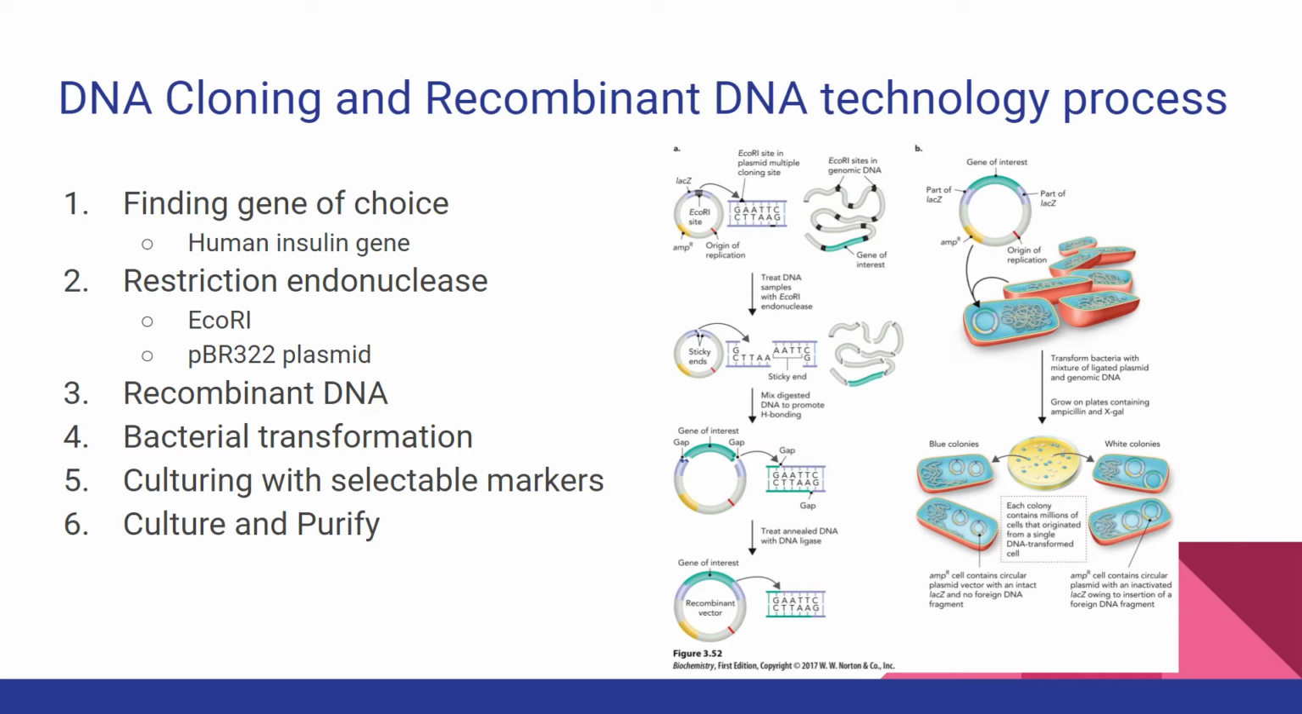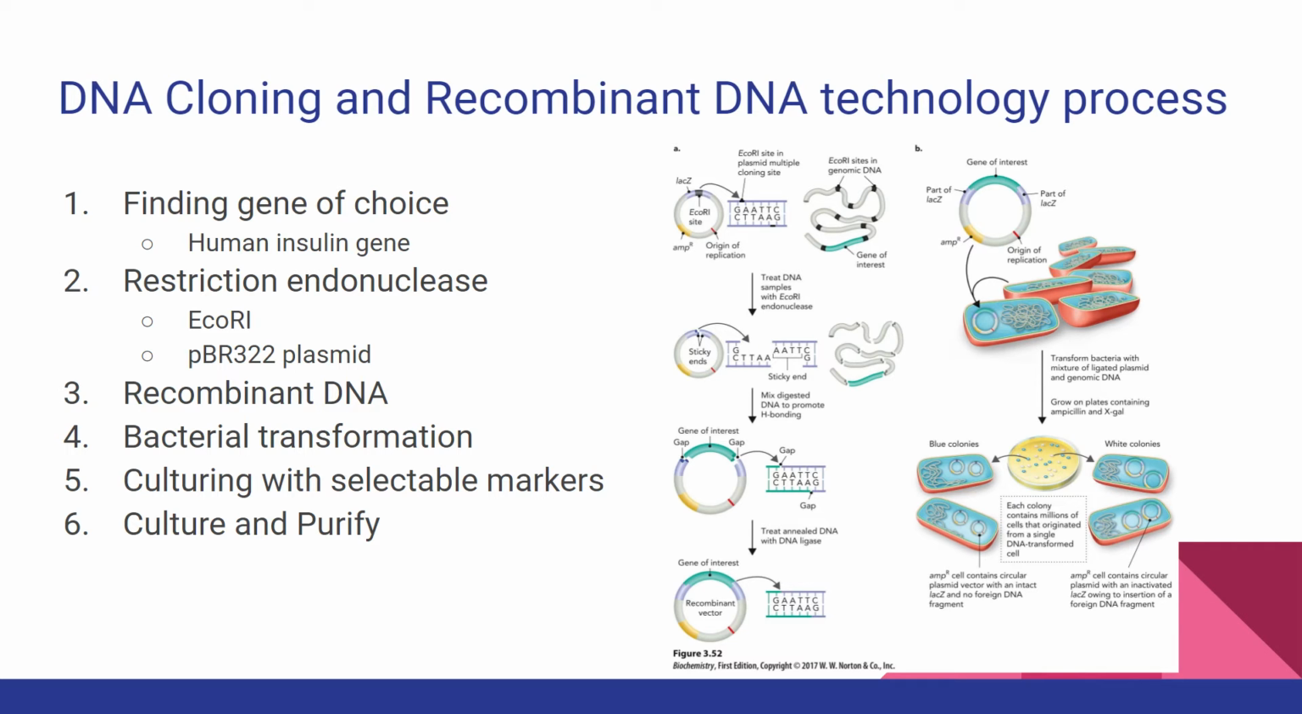To create the synthetic insulin, DNA cloning and recombinant DNA technology is used. DNA cloning begins with finding the gene we want to focus on. For our case, it is the human insulin gene. We then cut the human insulin gene using the restriction endonuclease EcoRI. This restriction endonuclease recognizes the palindromic sequence GAATTC and cleaves after the G, creating a 5' overhanging sticky end.